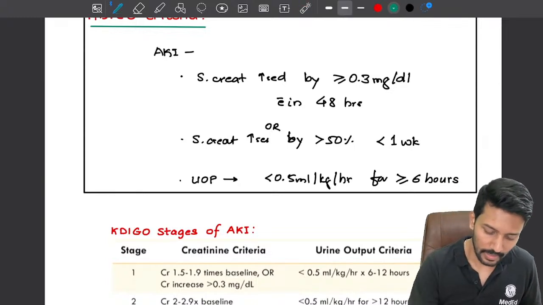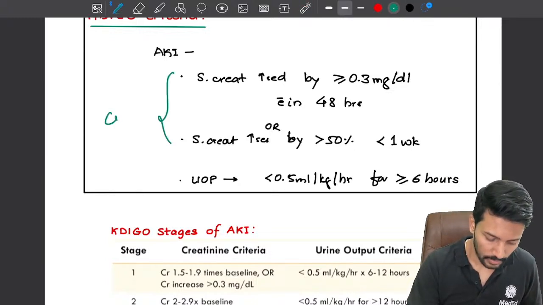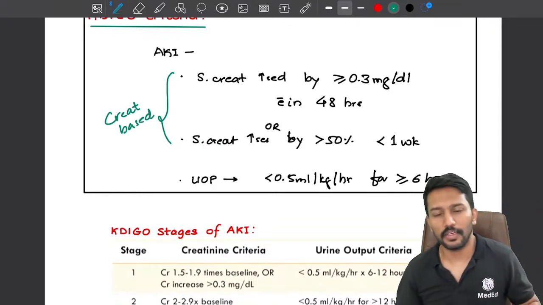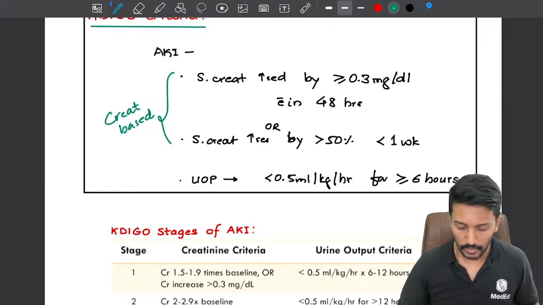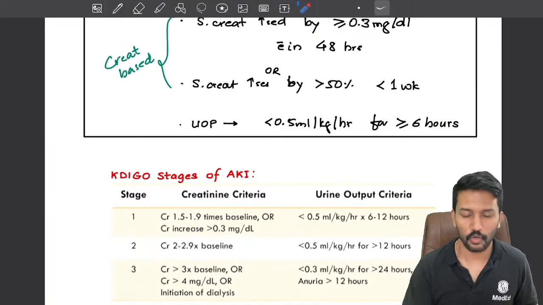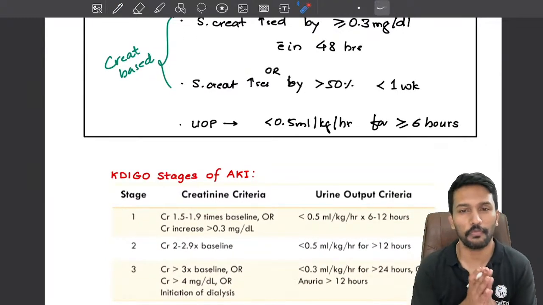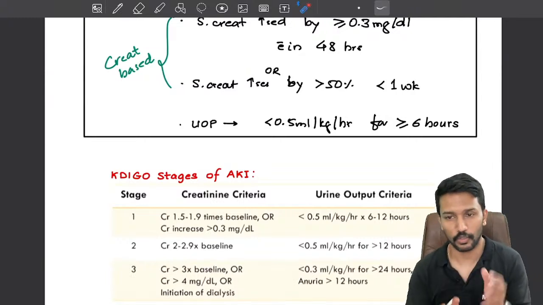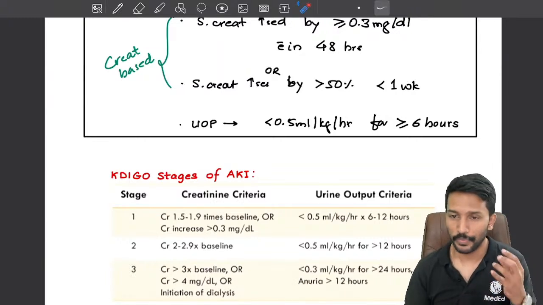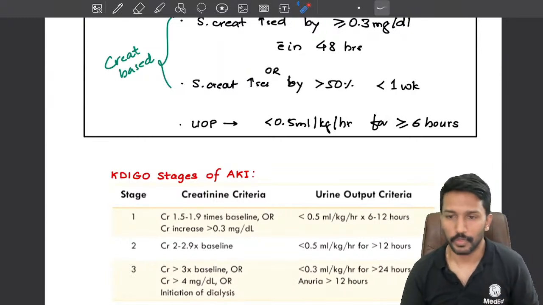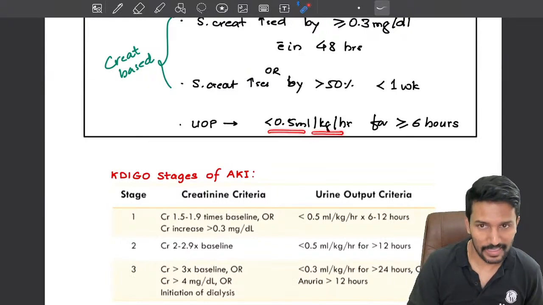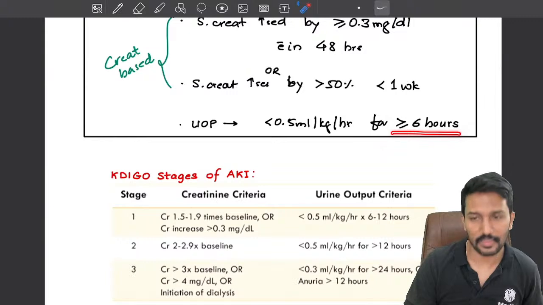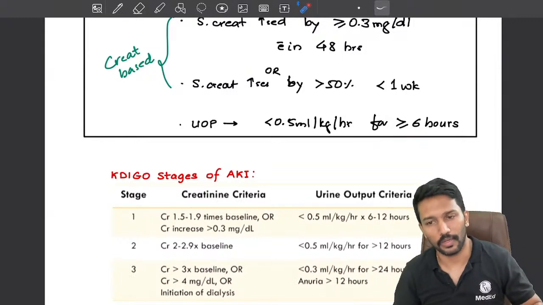Now these are creatinine-based criteria. That's not all. In many conditions the creatinine may not jump, but rather urine output will get affected. What is normal urine output? Normal urine output is around 0.5 ml per kg per hour. That's what I told you. A 50 kg person is expected to produce 25 ml of urine per hour. So if the urine output is less than 0.5 ml per kg per hour for at least 6 hours, then we will call it acute kidney injury.